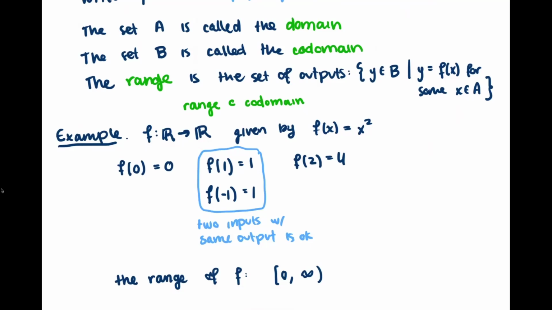It may just be too difficult to figure out precisely what the range is. So as an aside, we could have had f go from the real numbers to this interval. But you may not want to do the work of figuring out what the range is always. So it's just easier to write R here instead. Okay. Are there questions?